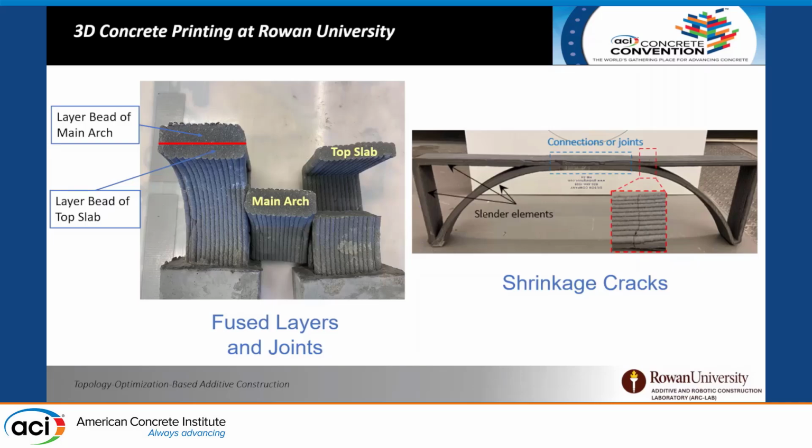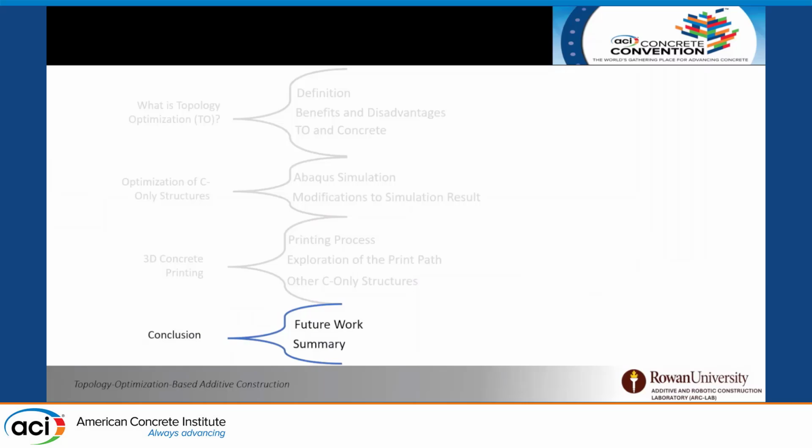And so another challenge is the interlayer bonding. You can see here that, as I have talked about before, just having a top slab and a main arch, it's often difficult to have those come together. Either they can be over extruded or under extruded and not touch, but you can see here that we have successfully achieved fusion for both of those objectives.